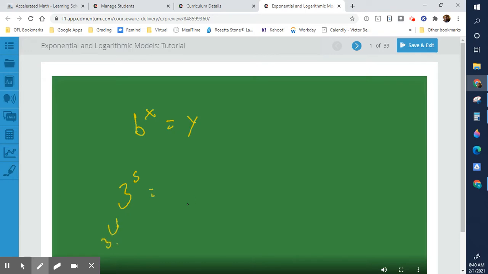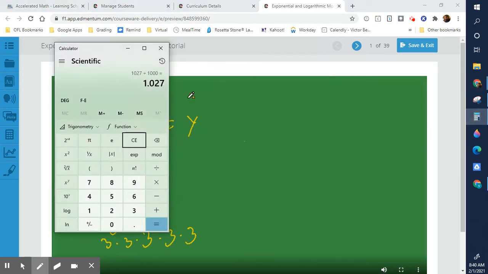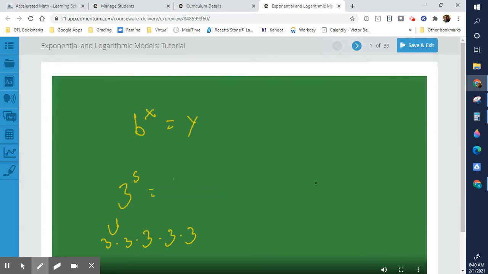Just to give an example to make this easier to understand, 3 to the power of 5 ends up being 243. So an easy way to think of logs is that they're the opposite of exponents.